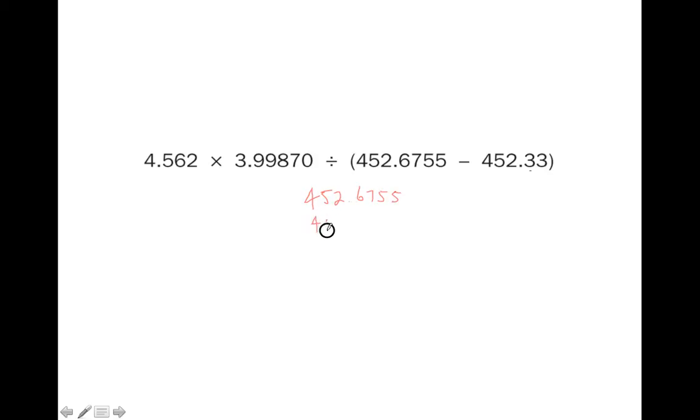452.6755 minus 452.33. It's a subtraction problem. That's 5 and that's 5. That's 4. Okay, so how many sig figs are in this number right here? Well, don't forget that we had to round off there, right? So this number is 0.3455, but that's the last sig fig. So there are 2 sig figs in this number.